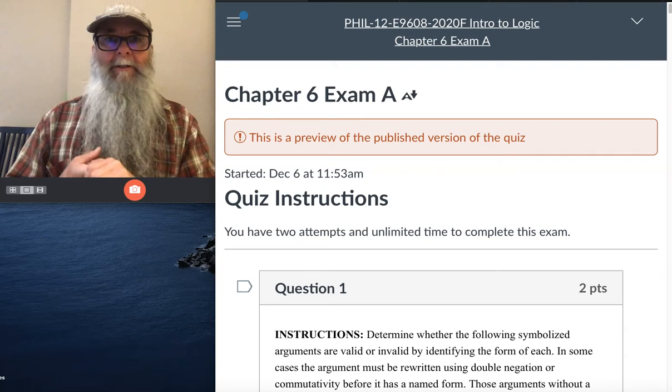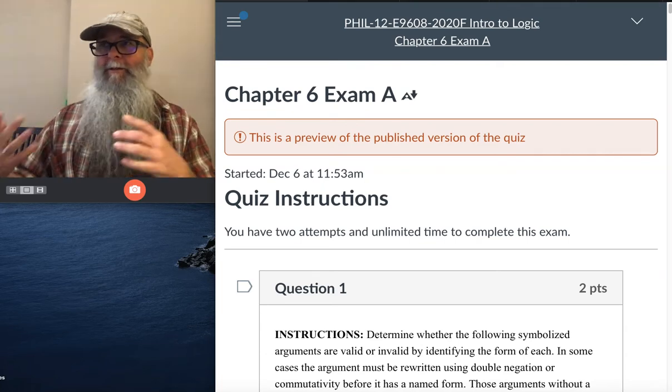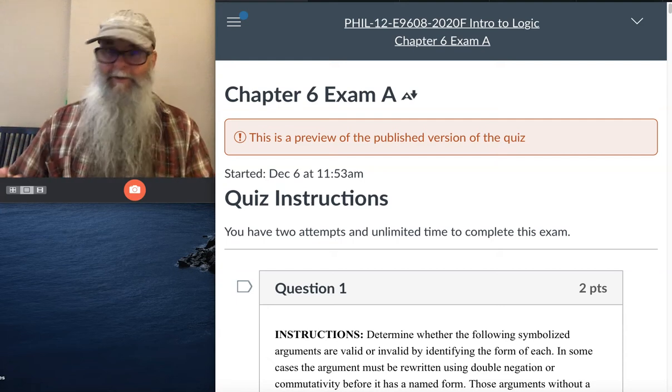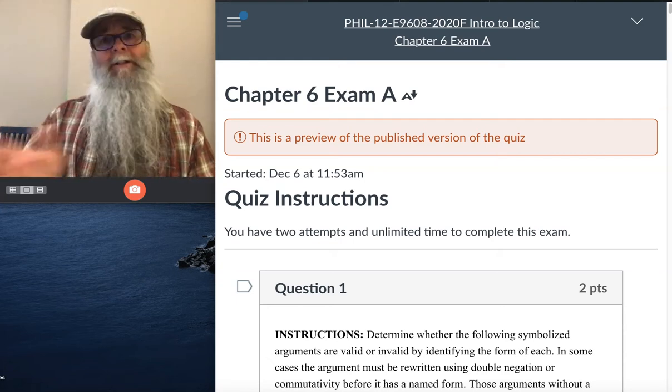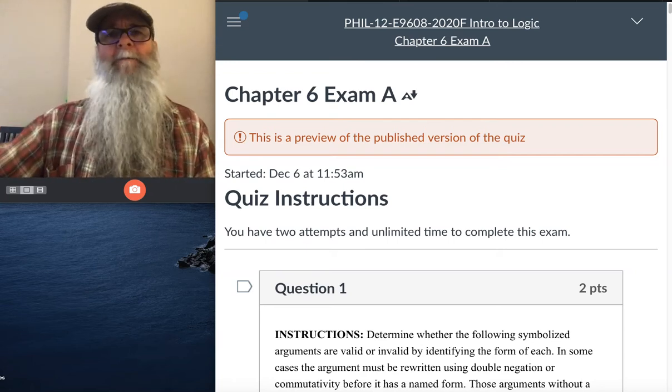language statements and arguments into symbolic form, which is always really the hardest part, and then to use ordinary and indirect truth tables to test arguments for validity, statements for consistency, and then there'll be a couple of problems that ask you to identify the form of an argument.